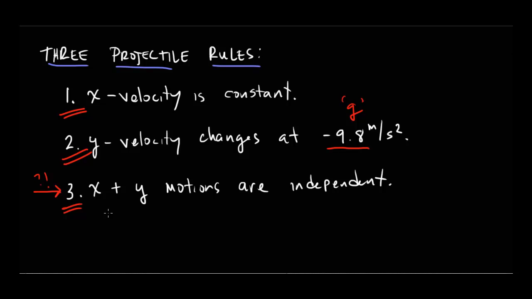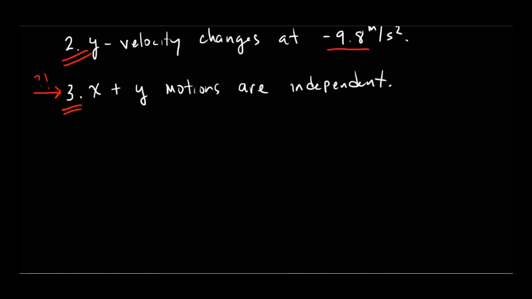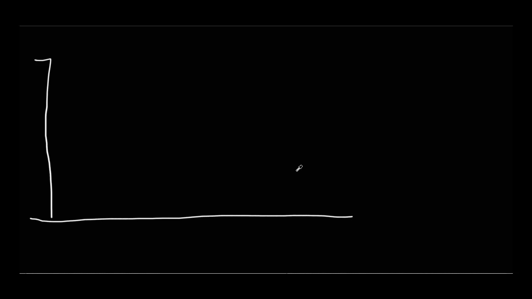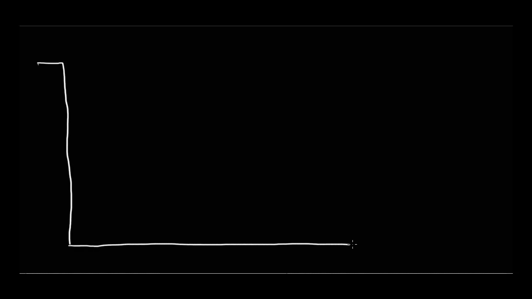But for right now, I'd like to introduce projectile motion by thinking about a very simple example of projectile motion and applying these three rules to our example. So here's the example, a pretty simple one. Let's imagine we've got a cliff here, and here's the ground underneath the cliff. And here I am, on top of the cliff, and I'm going to throw a ball out. Here's the ball.